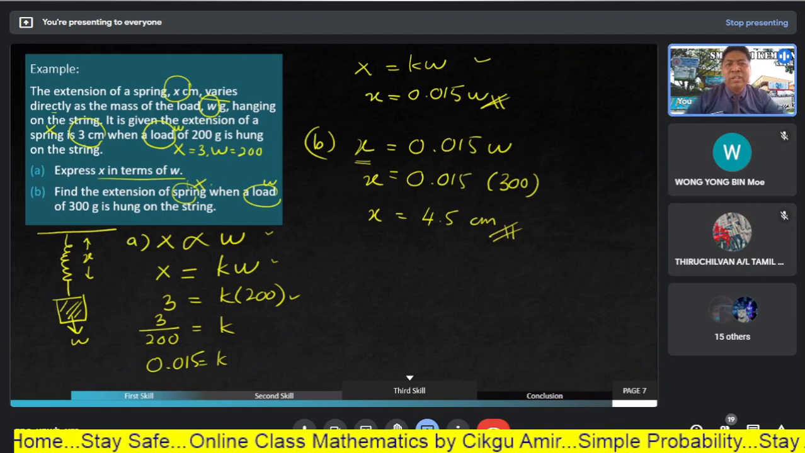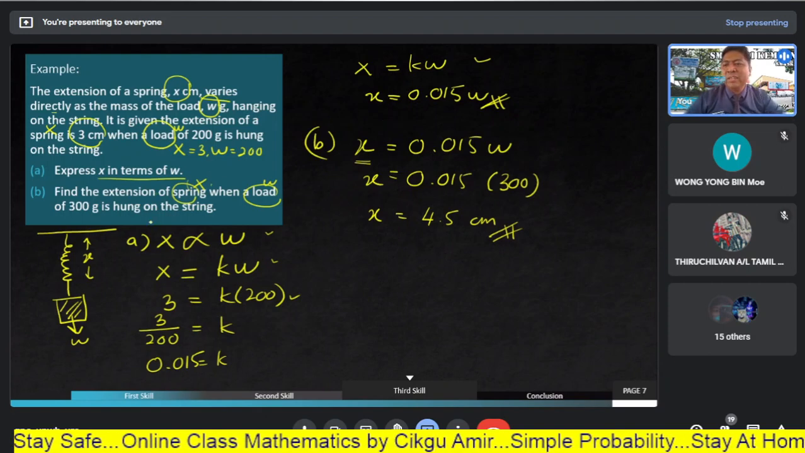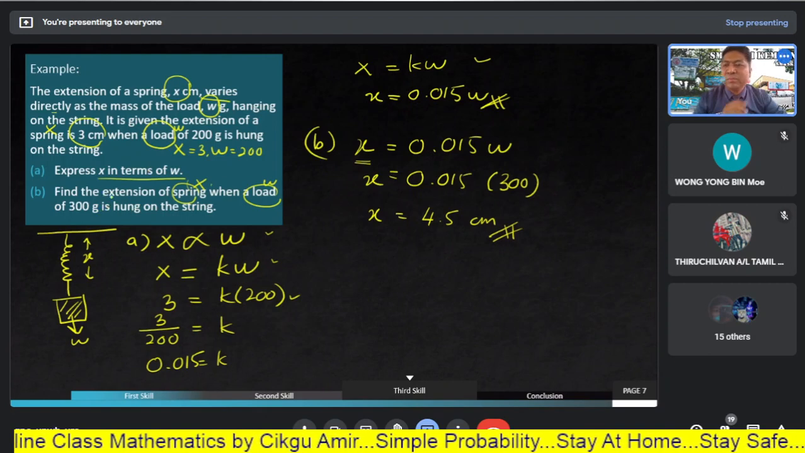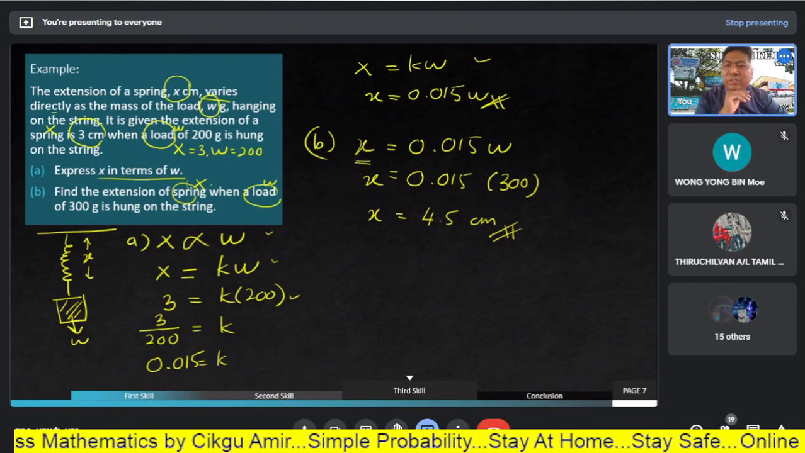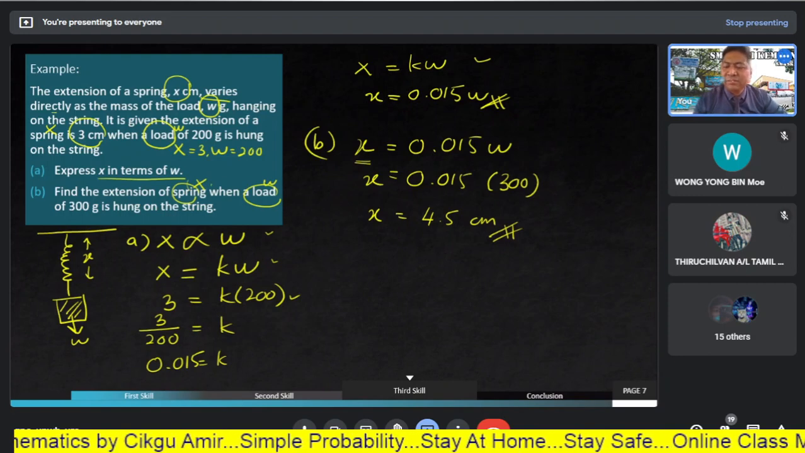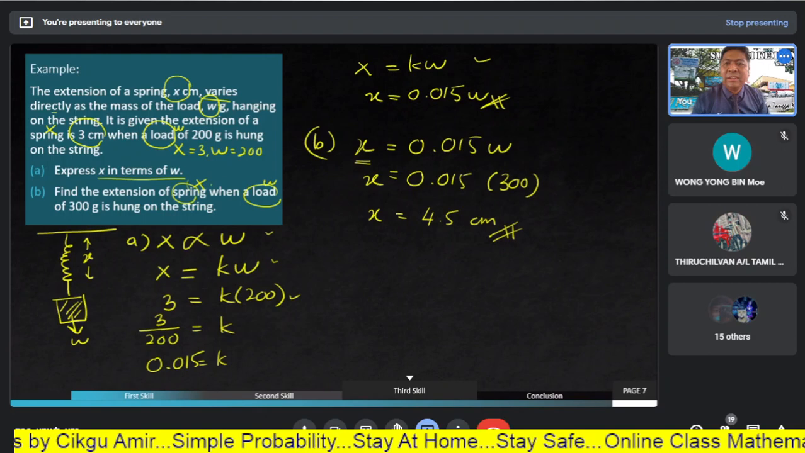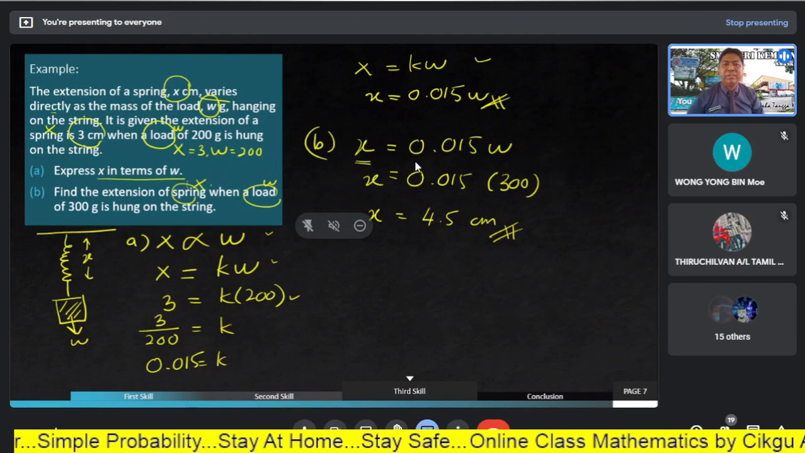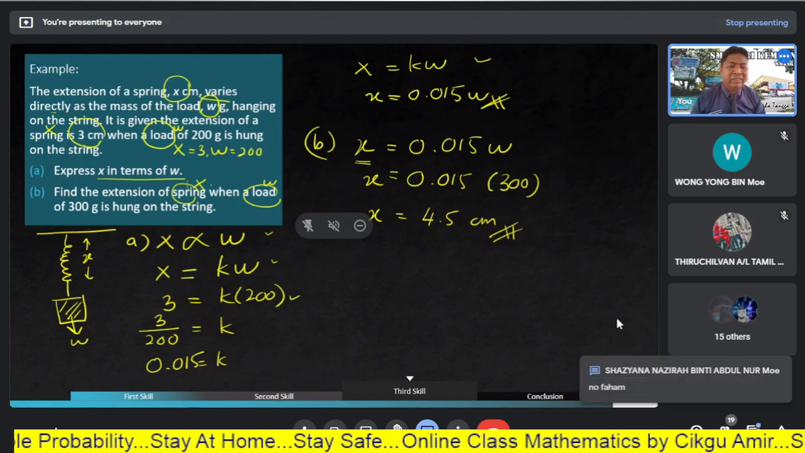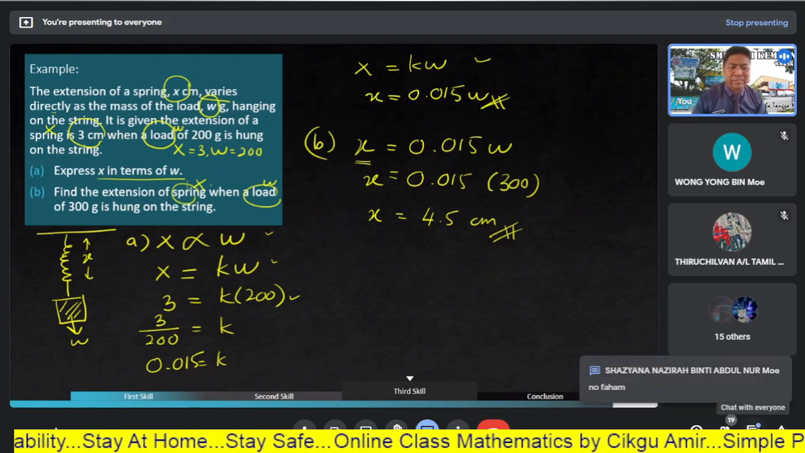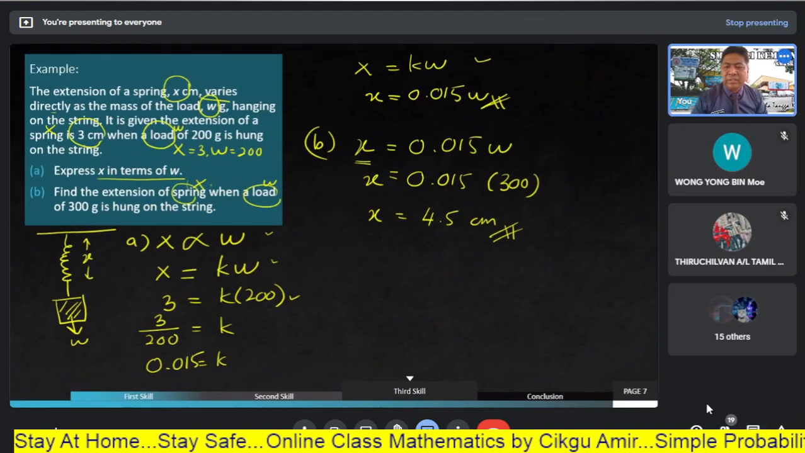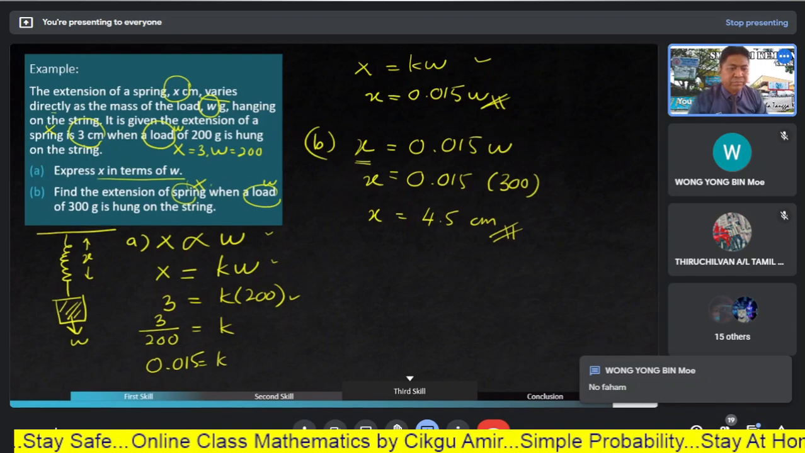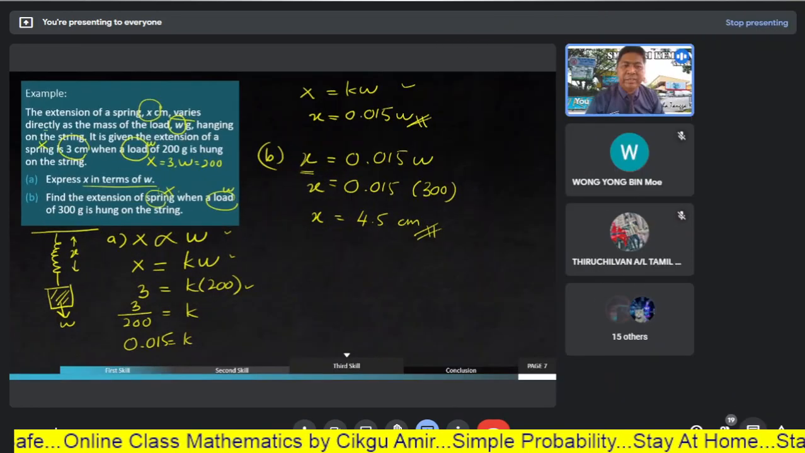This is a continuation from A. If you want to answer B, you must answer A first. If your answer in A was wrong, then B is also wrong. Any question for B? It is simple. No? Okay, fine. Thank you.